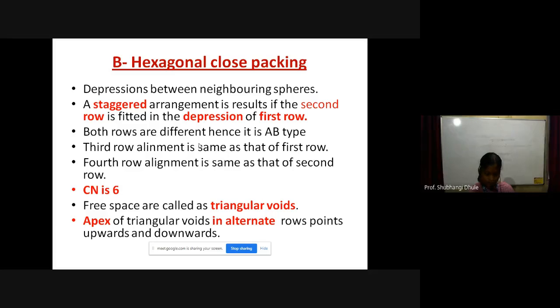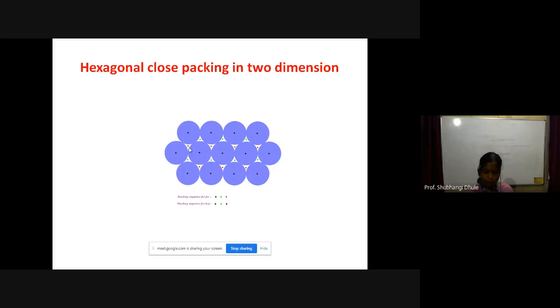Now, a very important thing is the free space between all these. In the close packing, the free space here is called a void. This is the first layer A, this is the second layer, and there are voids here, and there are two types. The apexes of these voids are also important. These voids are triangular in shape, you can notice.